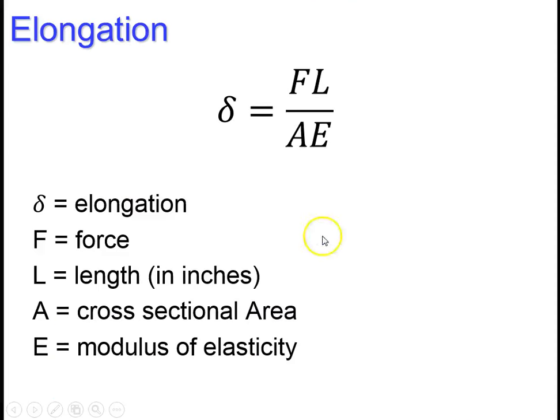And this is our formula for elongation. Delta is equal to force times original length, divided by cross-sectional area times modulus of elasticity. If you use this in a problem, be sure you put this part in parentheses when you put it into your calculator. That's it for this video. Please watch the next video on part 2.